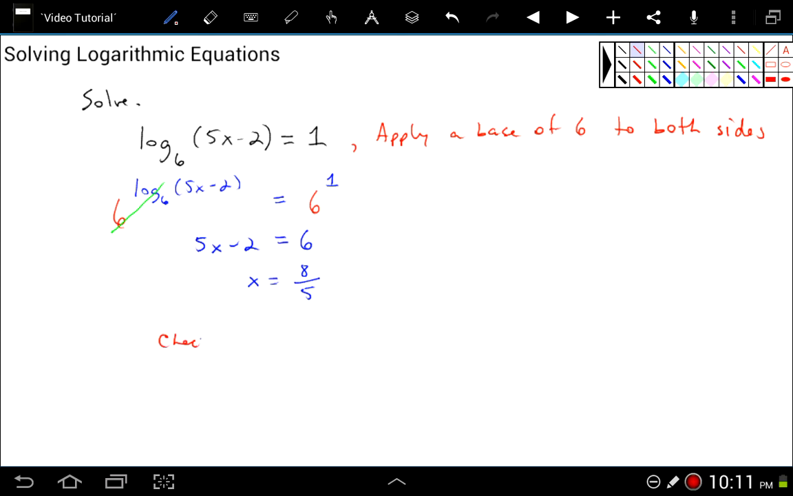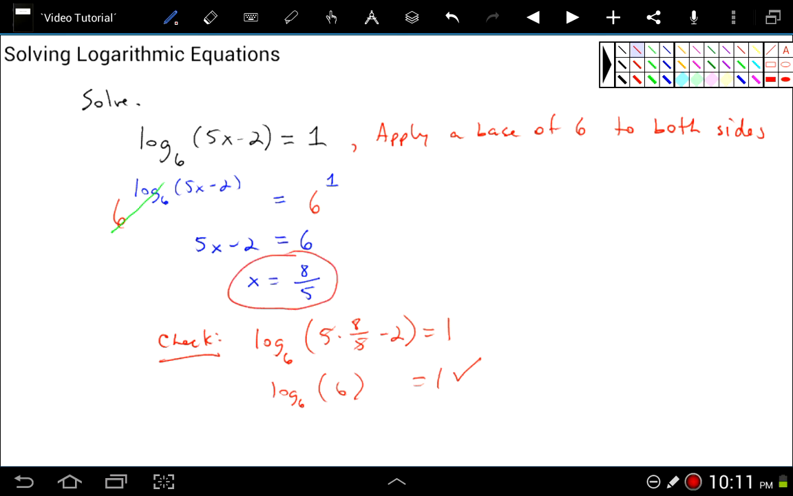We'll be very particular. We're going to plug 8/5 in for x into my original equation. So when I do that, I get log base 6 of 5 times 8/5 minus 2 equals 1. So we get log base 6 of 5 times 8/5, the 5's cancel, so I get 8 minus 2, which is 6, equals 1. And of course that is true. Log base 6 of 6 is 1, so x truly does equal 8/5. So that is a valid solution.